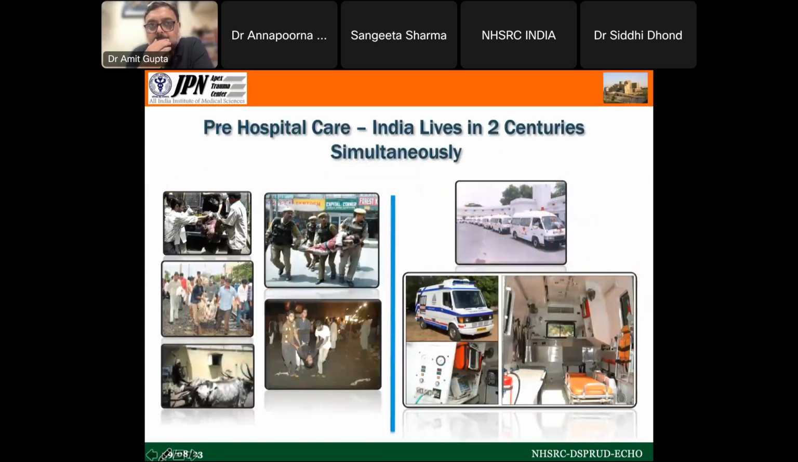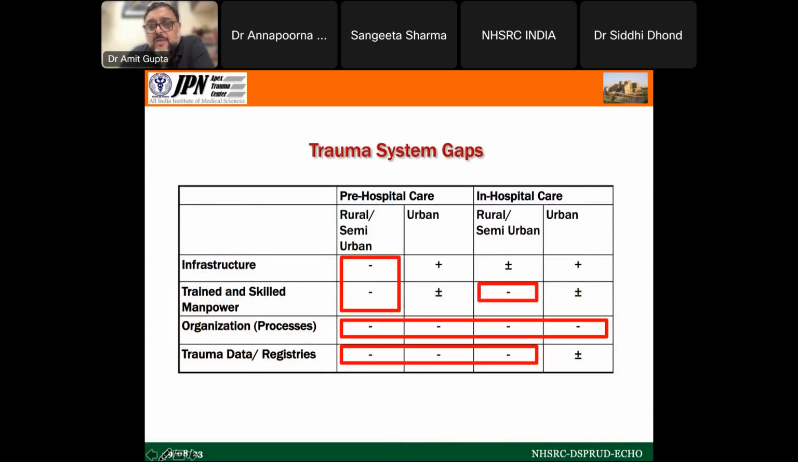The pre-hospital care: we all know India lives in two centuries simultaneously. On one hand, on the roads, we see very swanky ambulances with all the provisions of monitoring, maybe ventilation also. But at the same time, on the left-hand side of your screen are real shots from India, just about 70 to 80 kilometers from the capital, wherein the trauma patients are being brought in very adversely. In fact, this kind of transport will affect them and their outcomes very adversely. So there is a definite gap in the trauma care system.